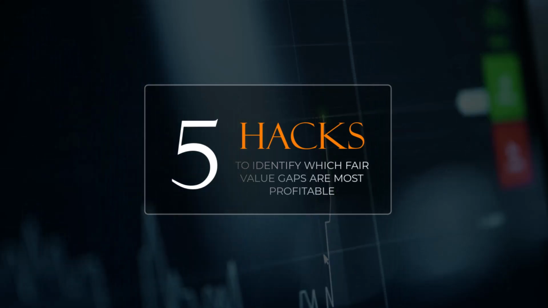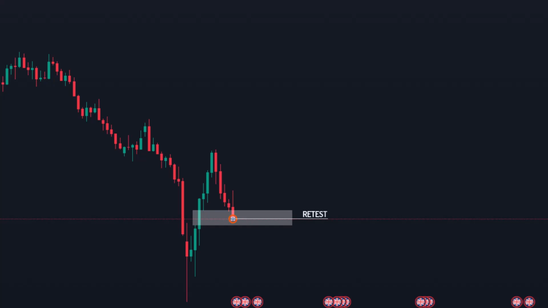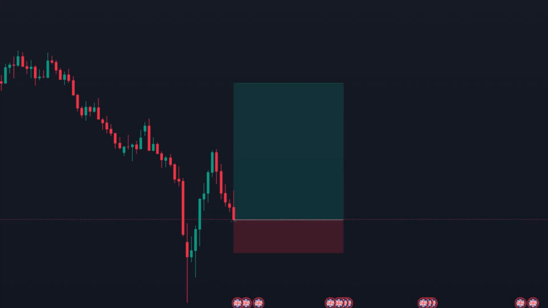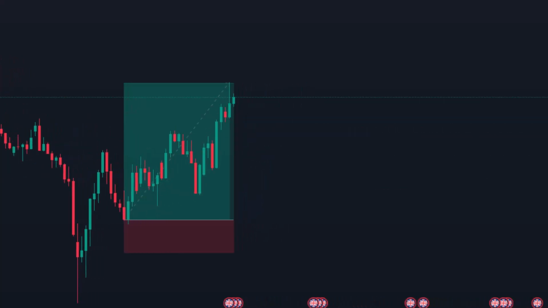Number 1, to ensure that a fair value gap has a high chance of success, it needs to remain what's called unmitigated, which means not retested. So whenever you see a fair value gap on a chart, you need to make sure that it hasn't been retested by the price yet, because it is at the retest that you can take a trade and watch price bounce off the gap immediately after retesting it.